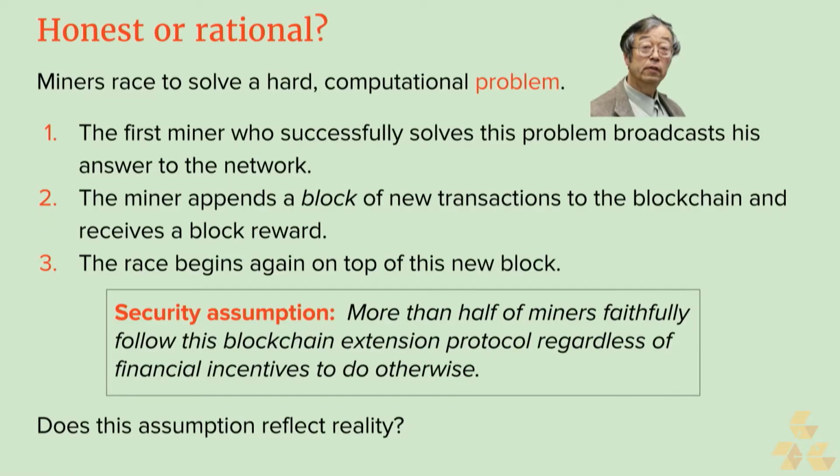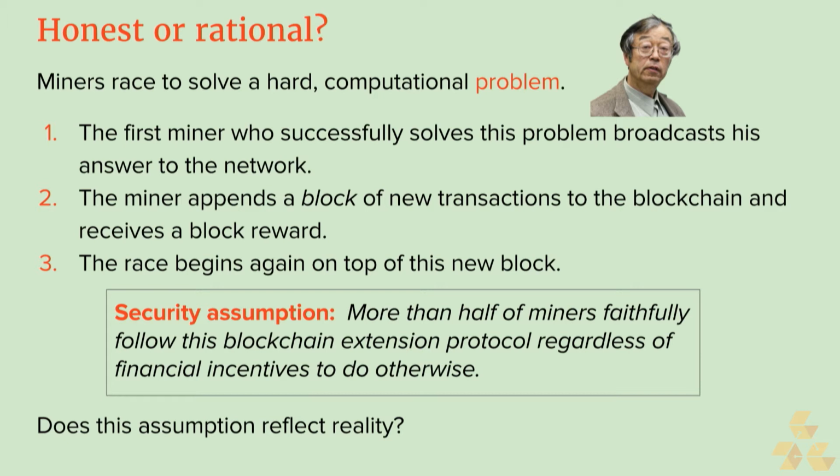You have miners on a network. They're racing to solve a hard computational problem. The first miner who successfully solves the problem broadcasts his answer to the network. Then the miner appends a block of new transactions to the blockchain and receives a block reward, and the race begins again on top of this new block. In this way, you get more and more transactions over time. They stay on there forever, and the blockchain gets longer and longer.